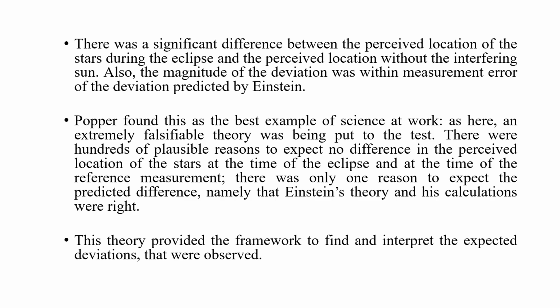See, if you did not have a theory in the beginning, if these observations were being randomly made, then there could be hundreds of plausible reasons to expect no difference at all in the perceived locations of stars during the eclipse and at a time when the eclipse was not happening. There was only one reason, predicted by Einstein's theory, that would predict this deviation, and because it was found, these predictions fitted very well and were used to confirm the theory offered by Einstein and the calculations.